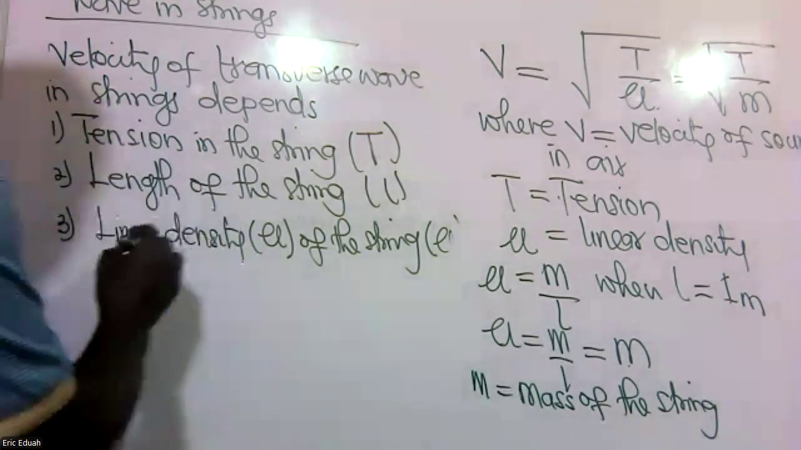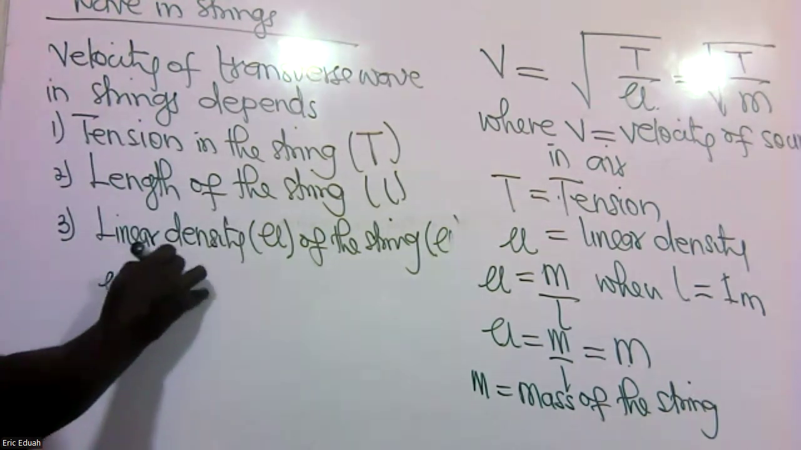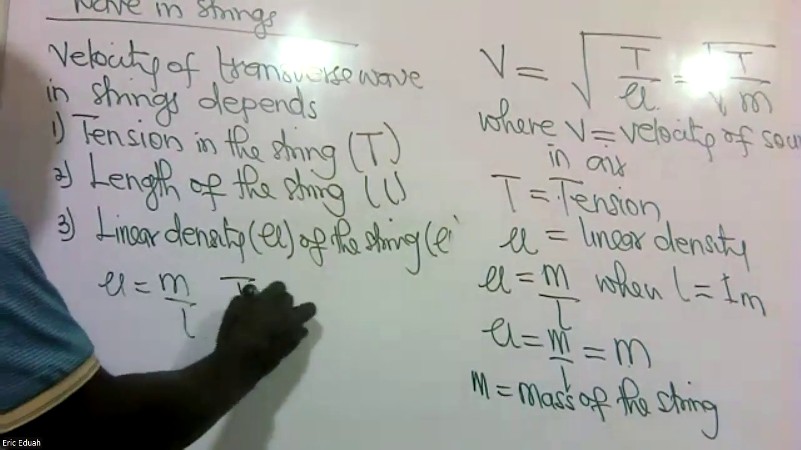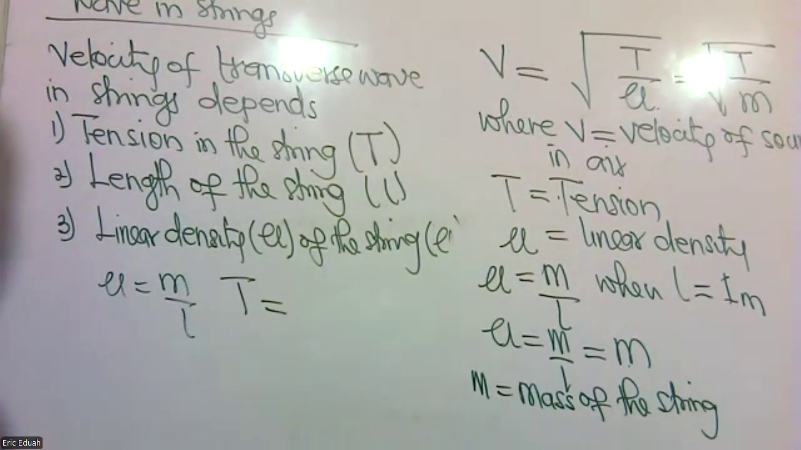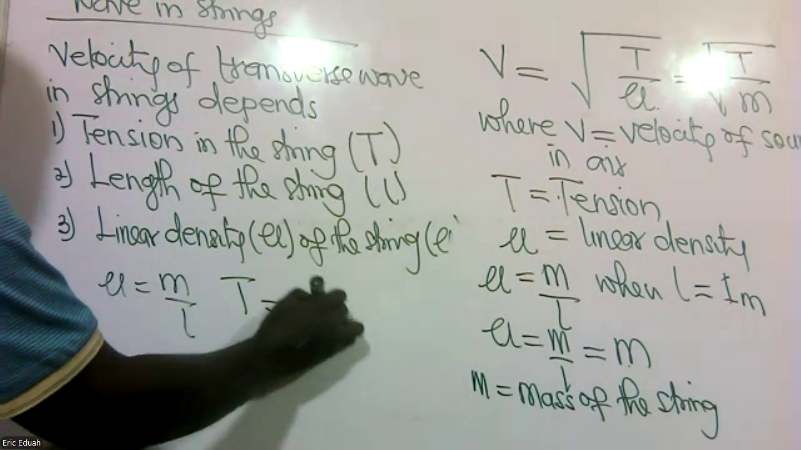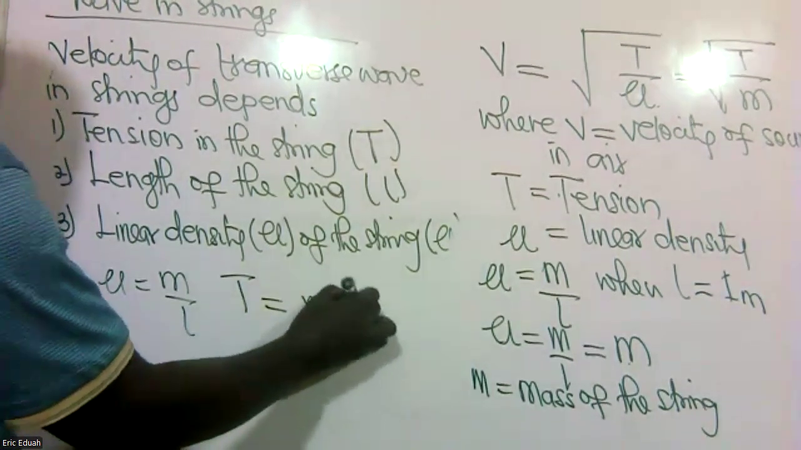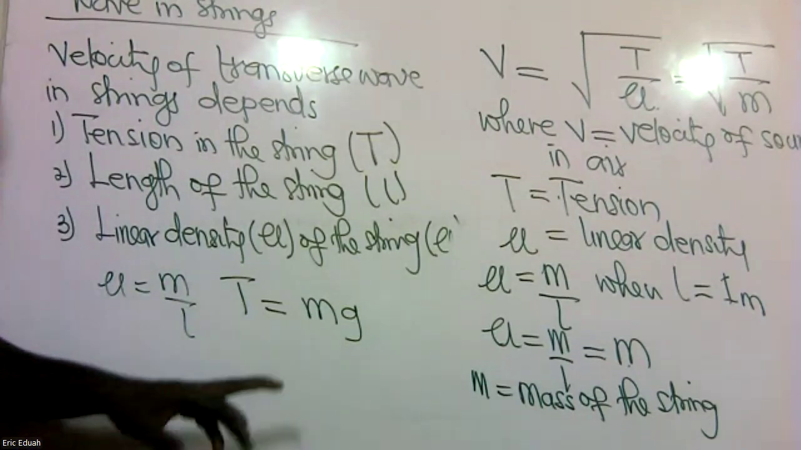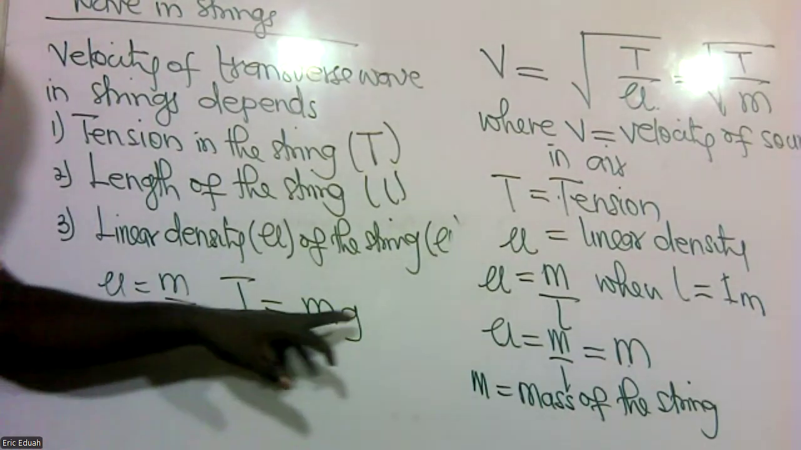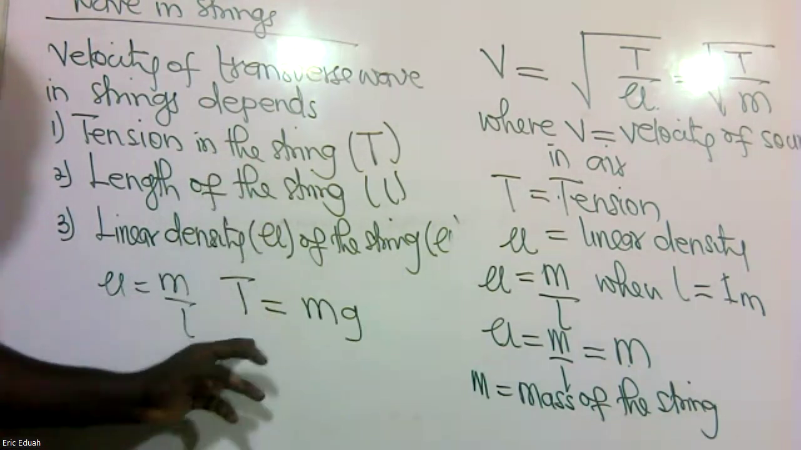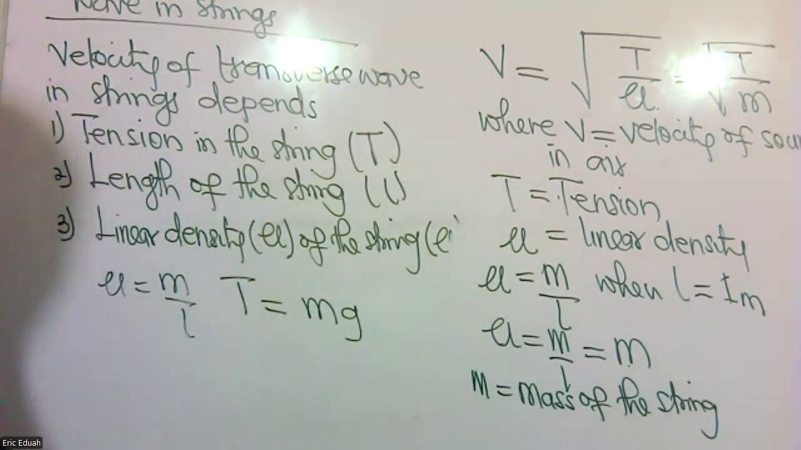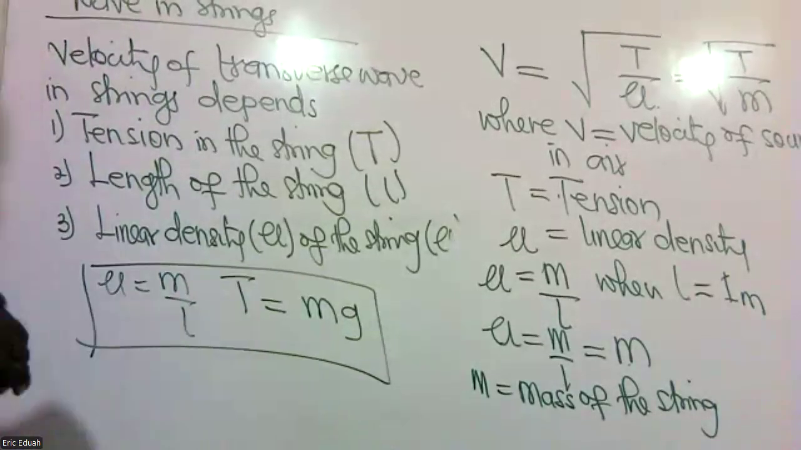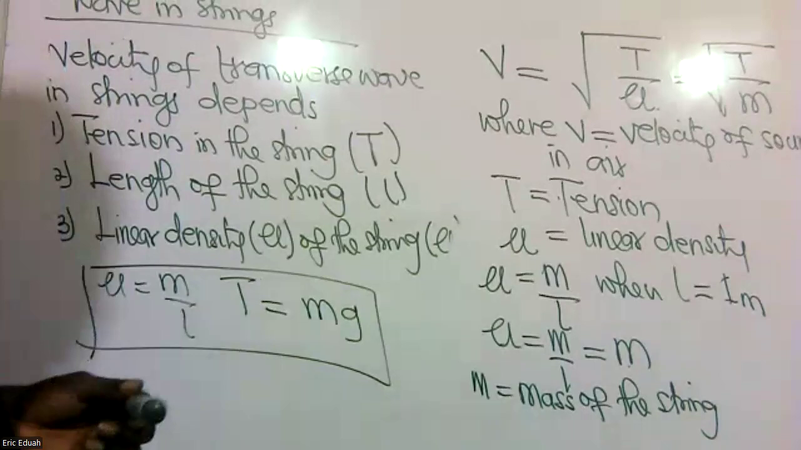Now, mu is equal to m over L, and tension is also the same as weight. Tension is also equal to mass times acceleration due to gravity. There are situations where information will be given, and there will be the need to calculate for T and all that. So take note of these relations as well. We'll be using them in our question solving.